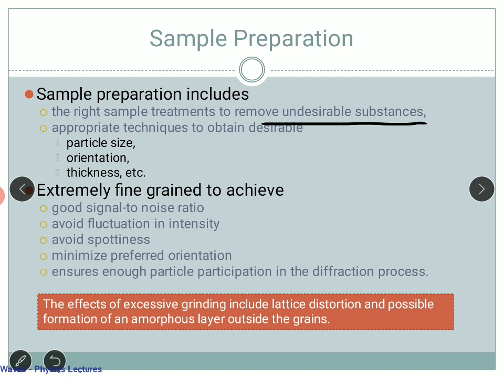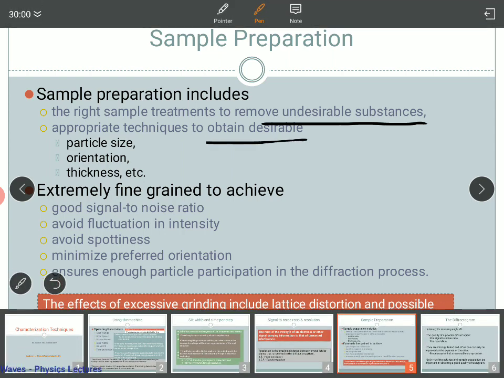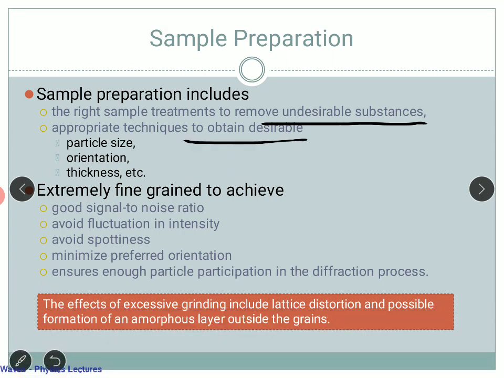If you want to obtain a desirable sample, there are some things that we should consider. What is desirable is basically the particle size, the orientation and the thickness. If you are using a thin film, you are concerned about the thickness as well. If it is too thick, it will become a thick film and not a thin film. The particle size and the orientation should be considered.